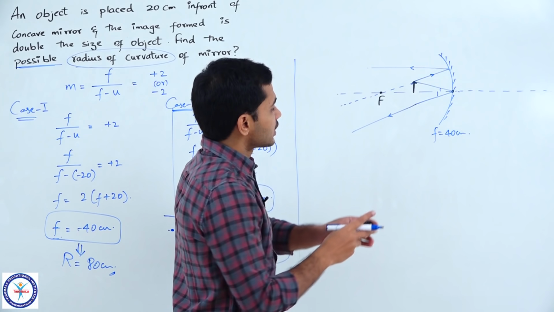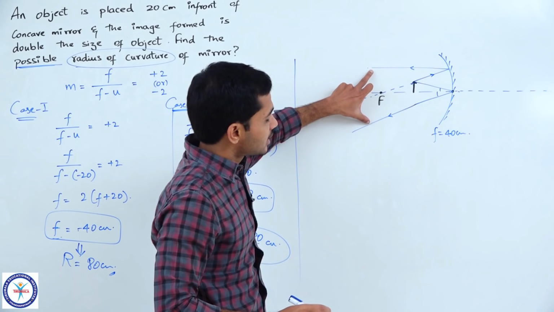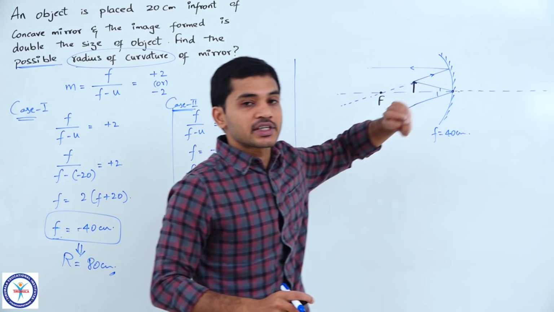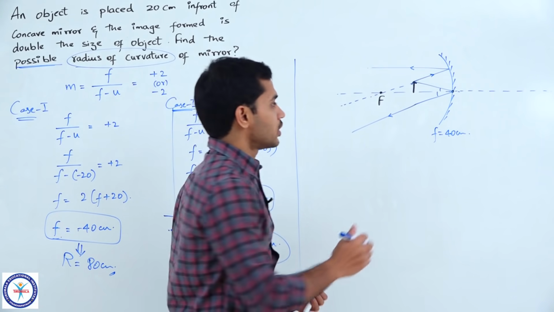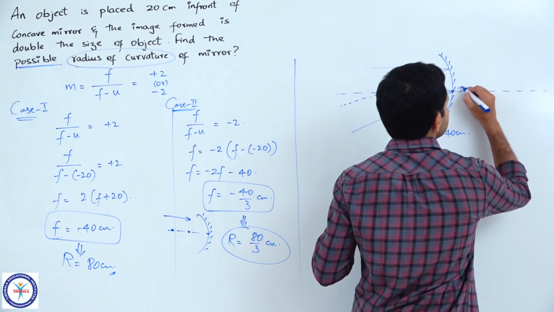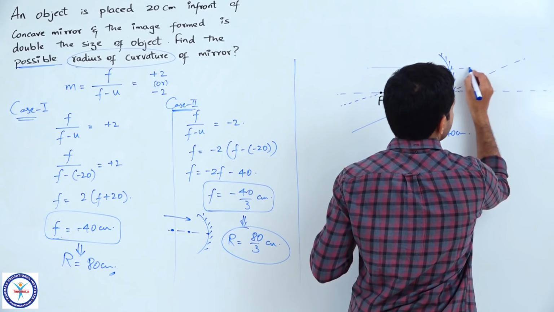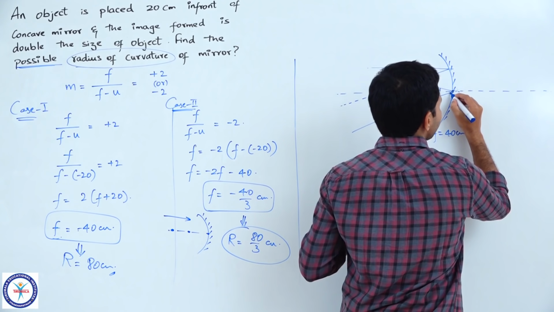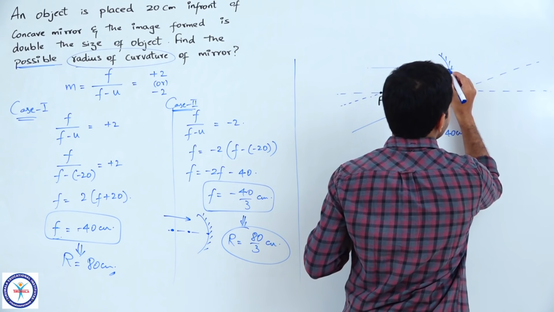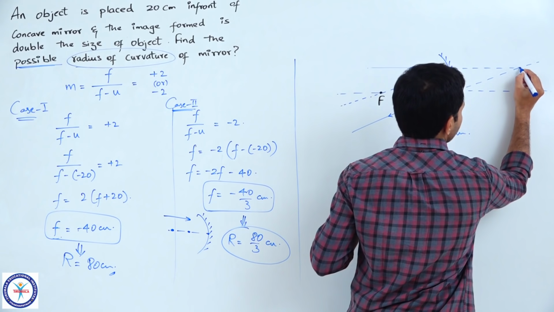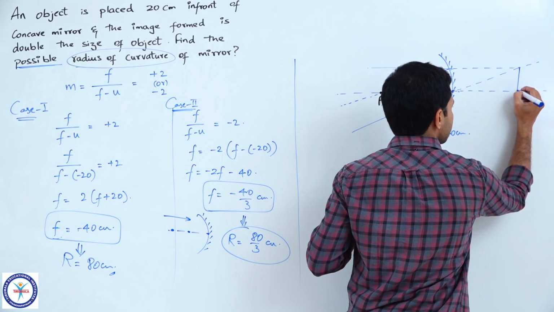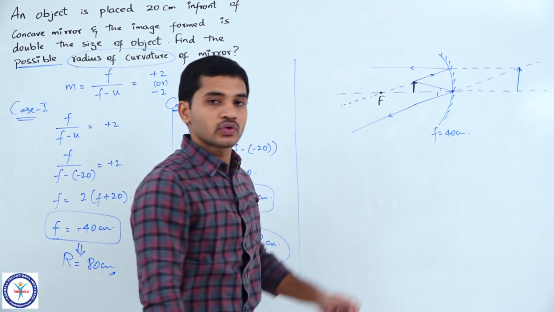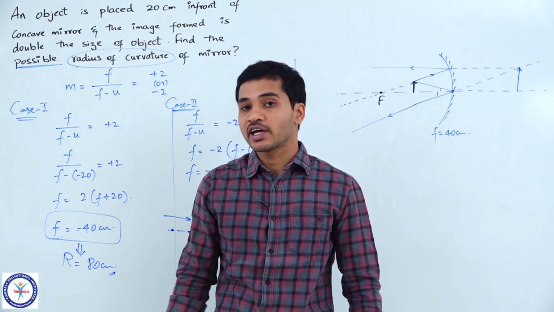So these are the 2 reflected rays which we have. This is one and this is the other. When I extend them backwards to find the point of intersection, that is where the image will be formed. So extending them backwards, I will be getting the location of the image, which is somewhere over here, and this is where the image is formed. That is how the ray diagram looks for case 1 which I have given you.